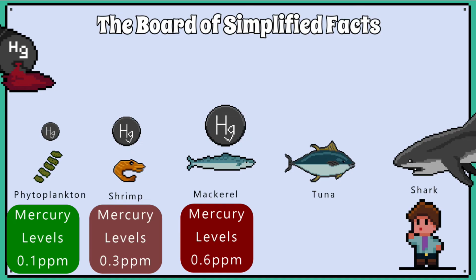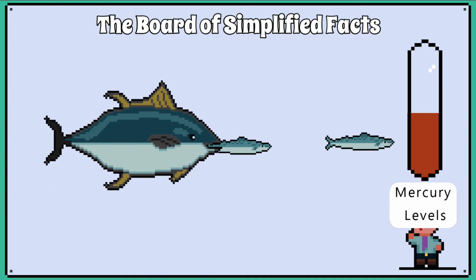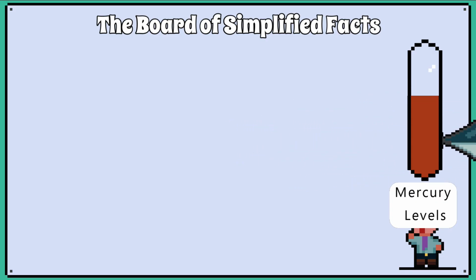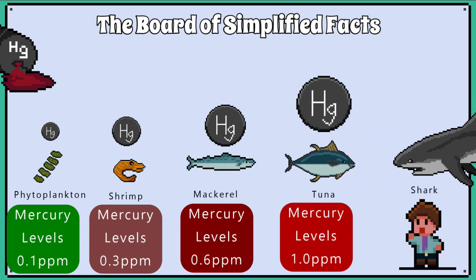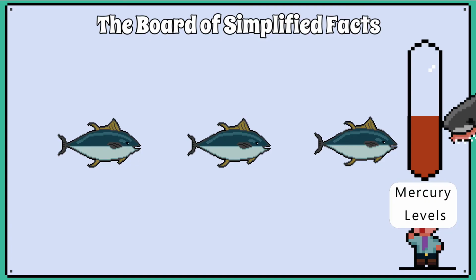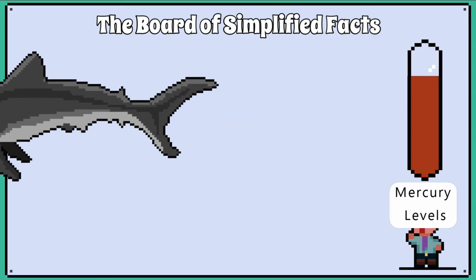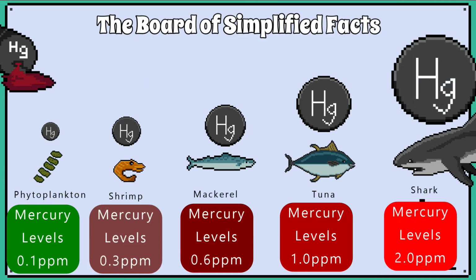Next, the tuna feed on the mackerel, and again, they eat many mackerel to survive. And we see mercury levels reach 1 part per million in an individual tuna fish. A great white shark then eats many tuna fish, and the mercury levels in the shark reach 2 parts per million.